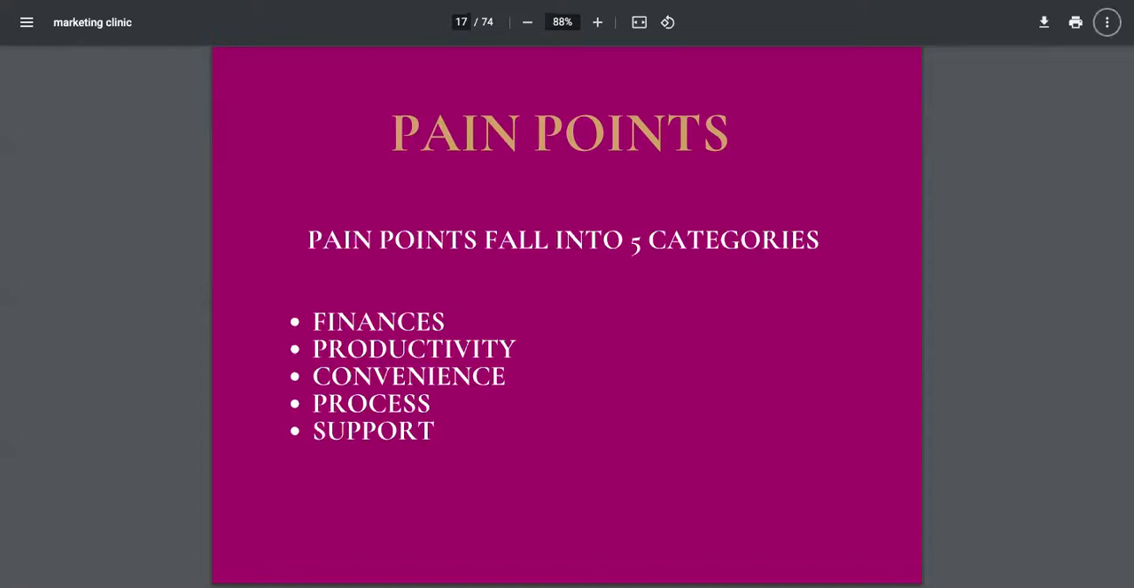So yes, the process. How easy is the process? Again, because everything has become so digital, you know, the process needs to be easy. And support. How do you help your audience achieve what they need to achieve, get to the end point? How do you help them to do that? Okay, so those are the 5 categories of the pain points.